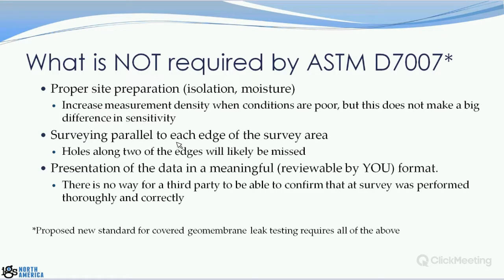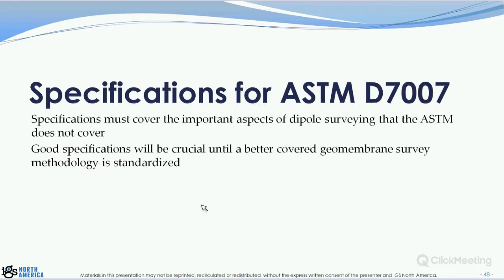The last one is presentation of the data in a meaningful, and by that I mean reviewable, format. There's no point in recording data and presenting it at all if it's not meaningful and reviewable. So it should be presented in a way so that it can be easily reviewed by a third party. And just a note for you guys, the new standard that's on the ballot for the ASTM that hopefully will be published by the beginning of next year covers all of these things and makes it absolutely necessary as part of the method. So because we have these issues with the ASTM D7007, it becomes really, really important to write good specifications. If you don't have good specifications and you just say ASTM D7007, almost anything can happen out there, and your survey can go from 0% to 100% effective, just depending on the contractors involved, really.